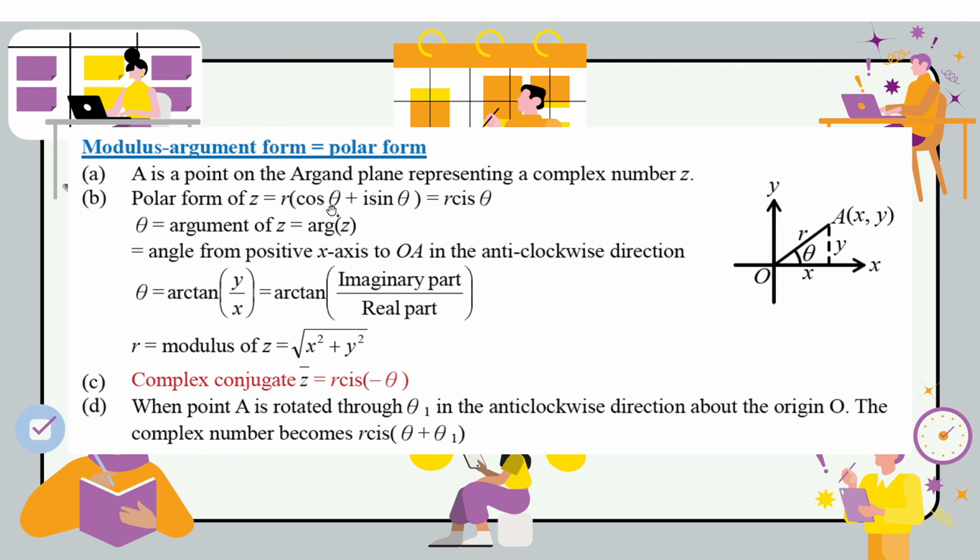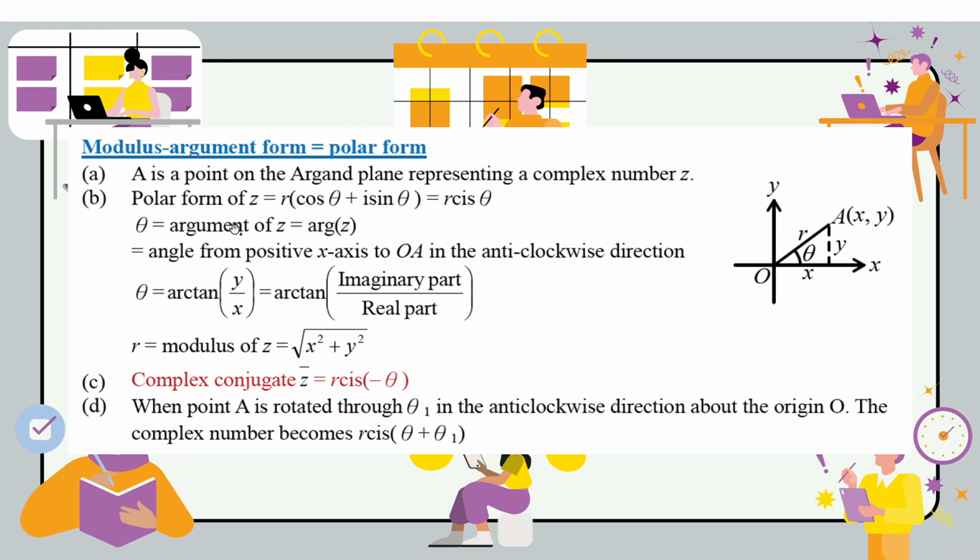It is always cosine theta plus i sine theta, always cosine plus i sine, so we abbreviate it as cis. cis is cosine plus i sine, okay? And theta is the argument of this complex number z. It is defined, and defined is rigorous, from the positive x-axis in the anti-clockwise direction. And how to find it? Theta is the arctangent of y over x, the arctangent of the imaginary part over the real part. And the modulus is easy to find. It's just the square root of x squared plus y squared.